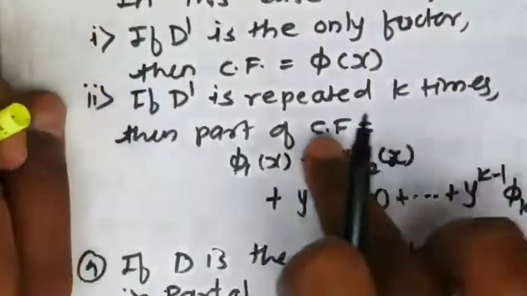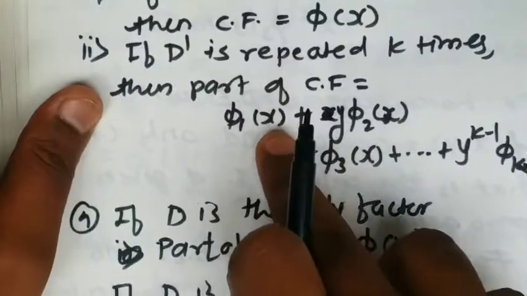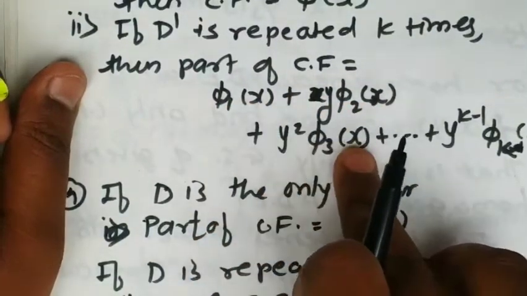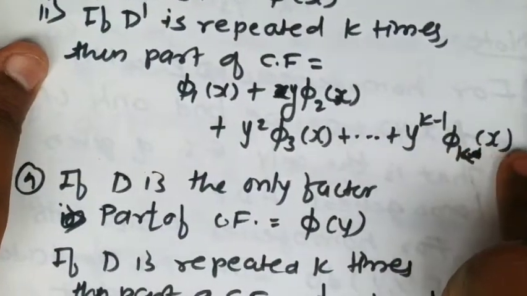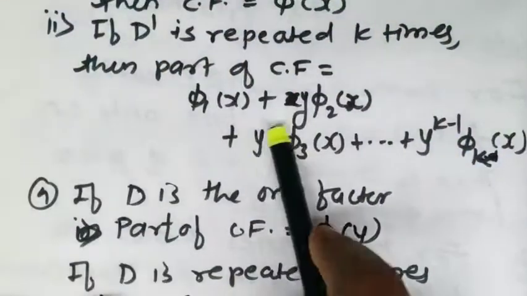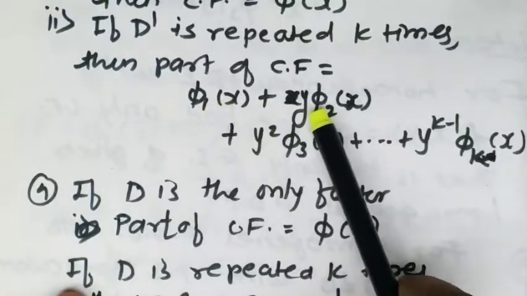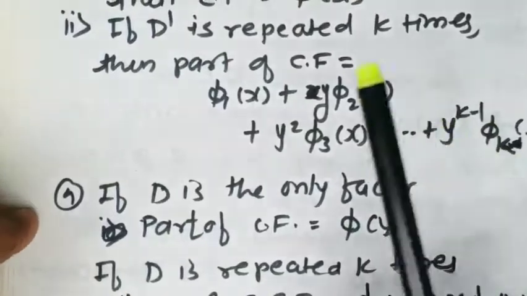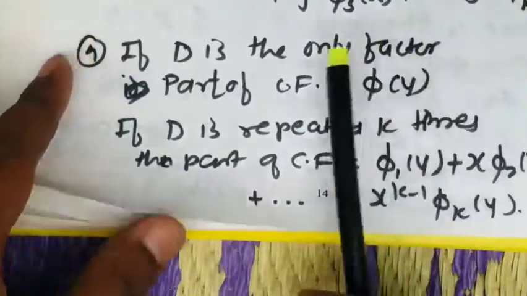Like that, if d dash is repeated k times, then the part of the complementary function in that case will be phi 1 of x plus y into phi 2 of x plus y square into phi 3 of x plus and so on, up to y raised to k minus 1 into phi k of x. So only for that particular factor d dash raised to k, we are going to write the complementary function using this formula. Okay, you write all these rules carefully, then definitely while doing examples it will help you.